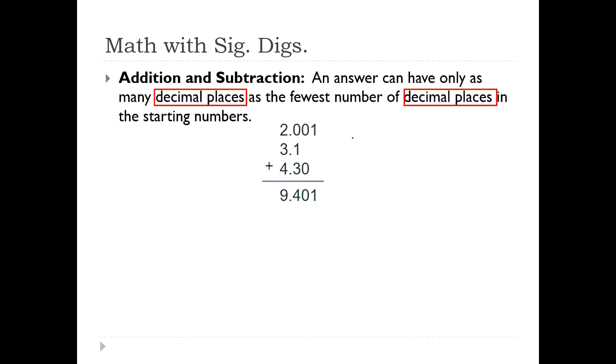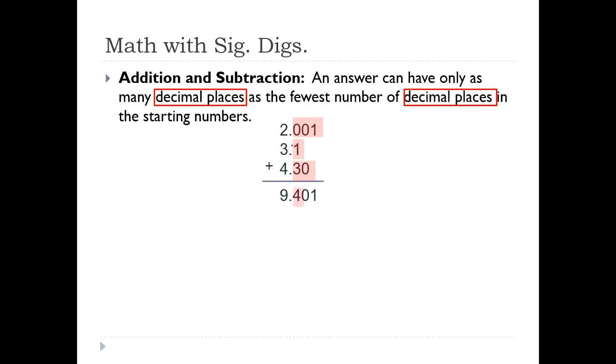So here we want to go ahead and count the decimal places. So our first number, we have 3 decimal places. Second number is 1 decimal place. And third number is 2 decimal places. So where should our answer stop? Well, look at the rule. Our answer can have only as many decimal places as the fewest number of decimal places in the starting numbers. So where does our answer stop?